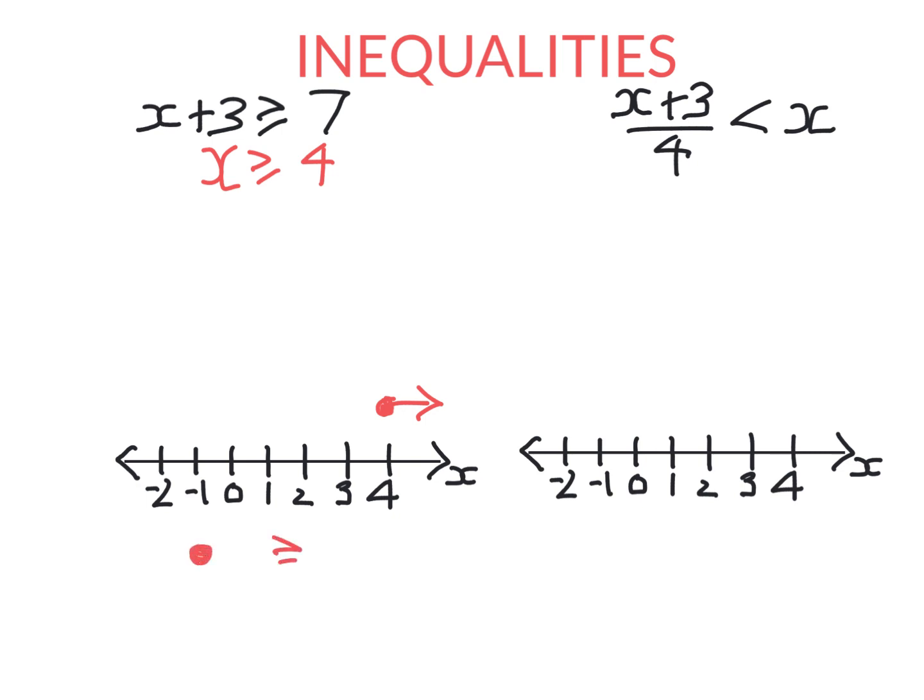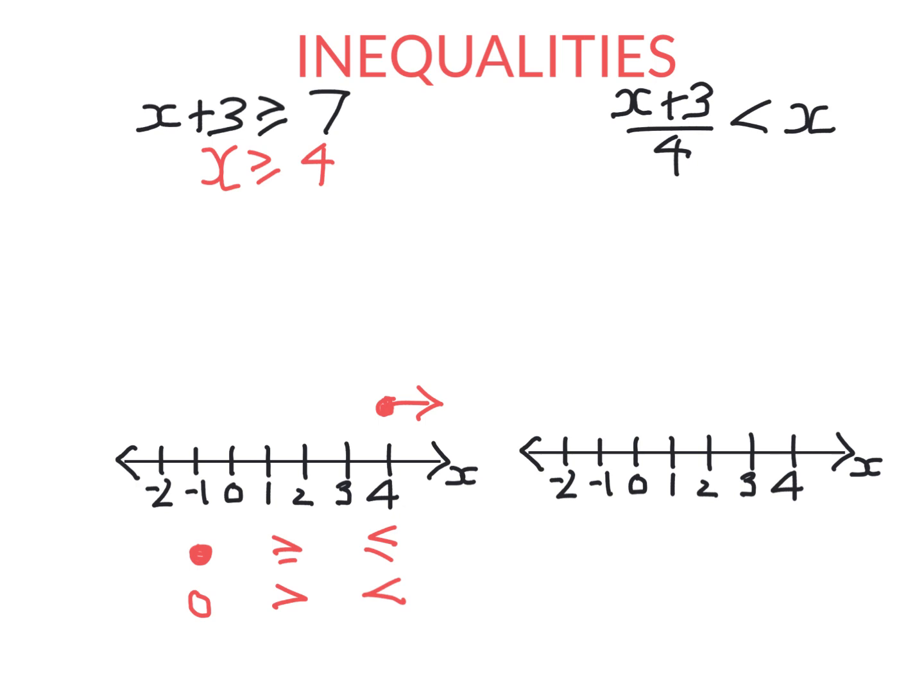So if it's a greater than or equal to or less than or equal to, you shade in the circle. You don't shade in the circle if it's greater than or less than. Shaded in means it includes the value directly underneath. X equals 4 is a solution here because 7 is greater than or equal to 7. So this is the set of all of those infinitely many solutions.